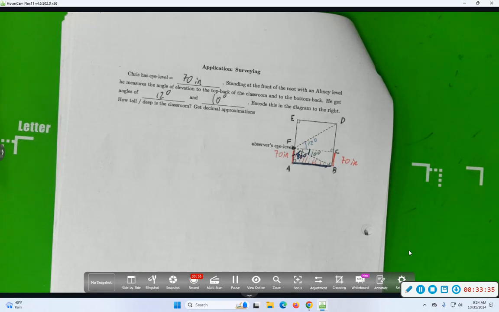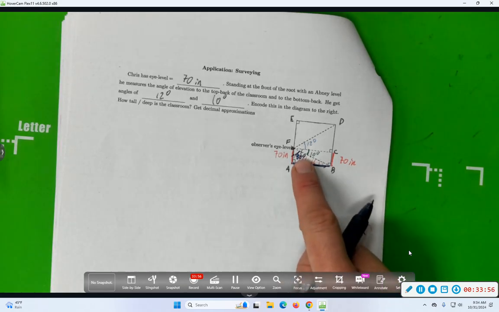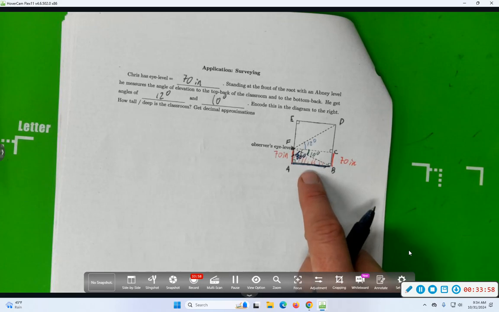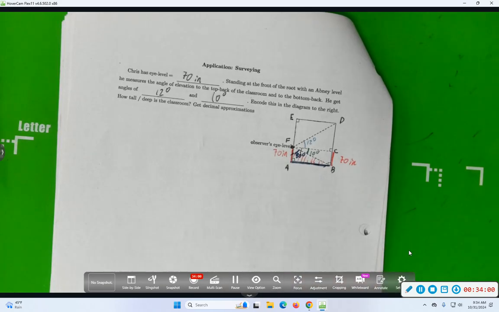So let's try to find that bottom side length, that side length from A to B. What trig function looks like it might be useful? So I said I don't want to find any hypotenuses. So I want to find this side length that is opposite 80 degrees. And I know the adjacent, so something that involves opposite and adjacent would be useful. Which trig function is that? Tangent. So let's write down that equation.